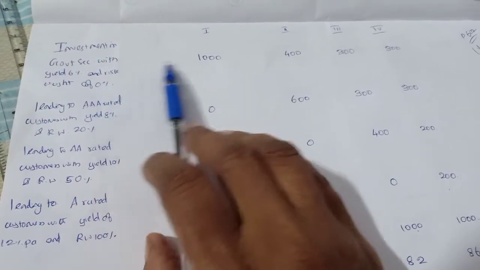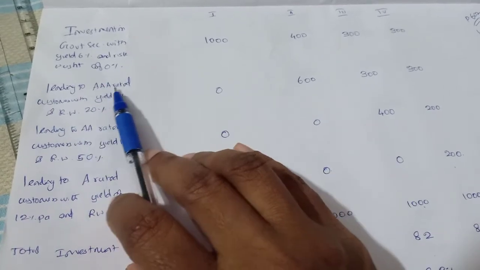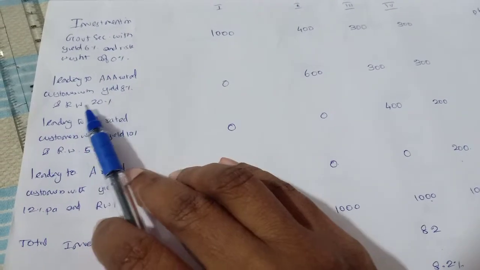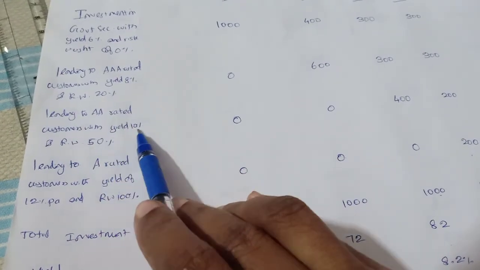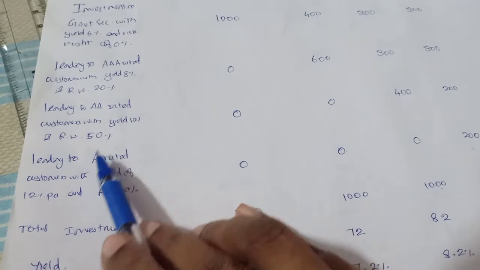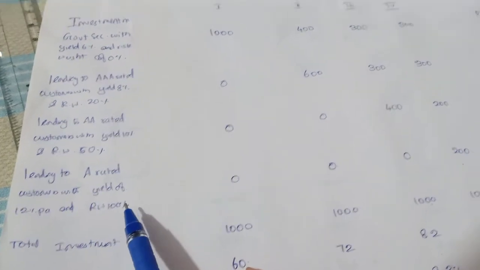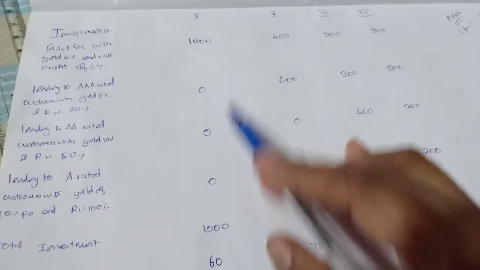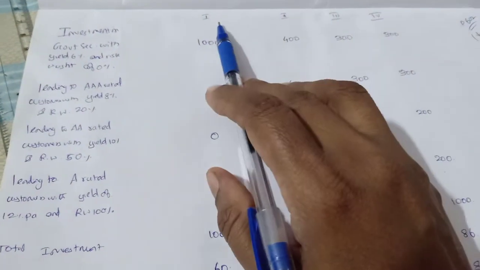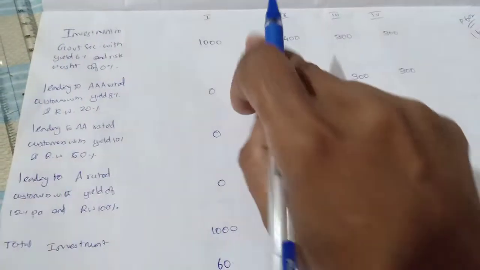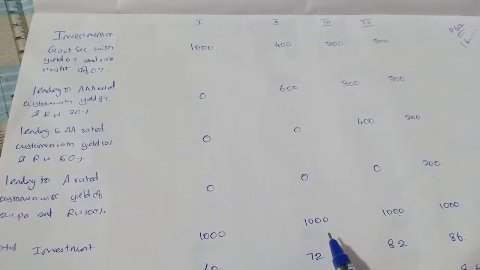Investment in government securities has yield 6% and risk weight 0%, lending to AAA rated customers has yield 8% and risk weight 20%, lending to AA rated has yield 10% and risk weight 50%, and lending to A rated has yield 12% and risk weight 100%. The company has 1000 as investment. In option 1 they are investing the complete 1000 in government securities.